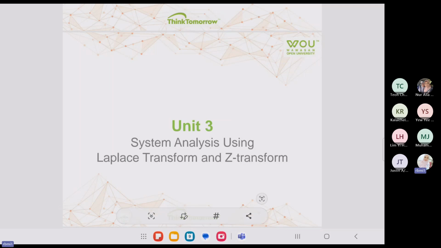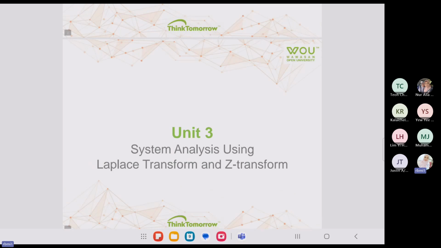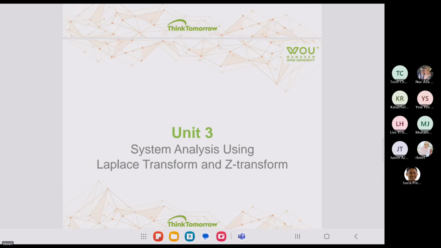Okay, so today we will continue with our unit 3 for signals and systems. For signals and systems, we are going to have system analysis using Laplace transform. We are not going to cover the Z transform, only up to the Laplace transform, I think, in our slides. I hope that all of you already have the notes.